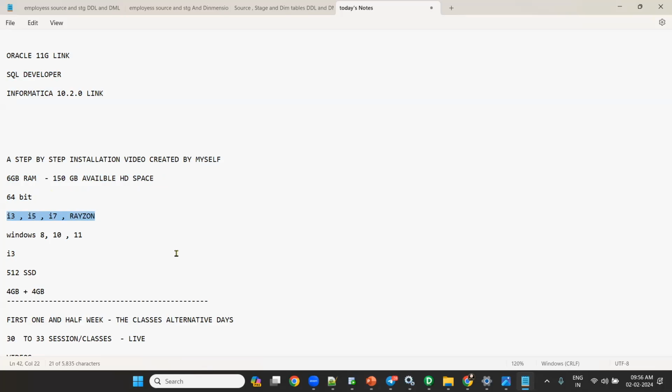But Intel processors will be recommended. And if you have Windows 8 it will also work, but it is better if you have Windows 10 or 11.